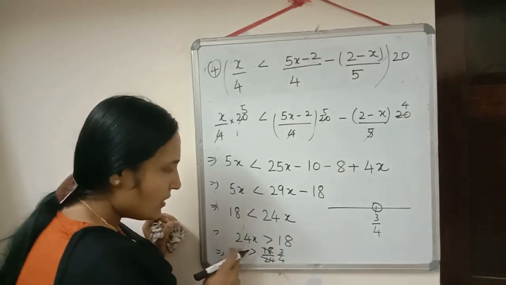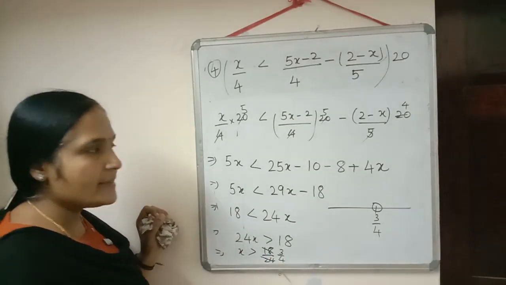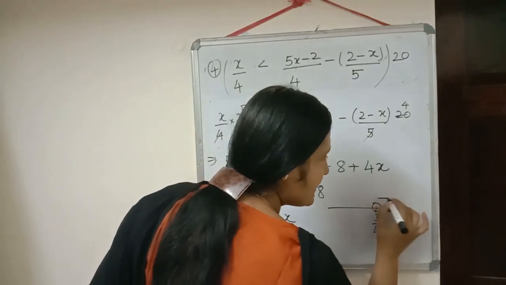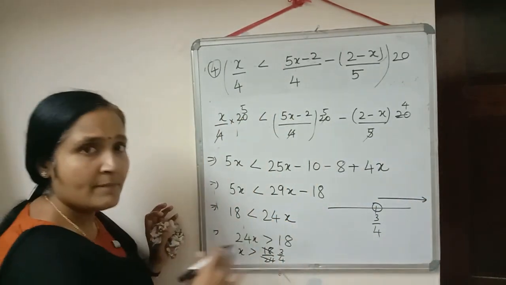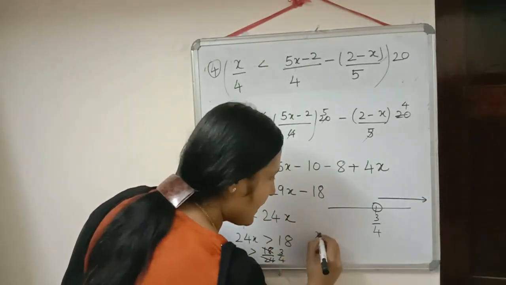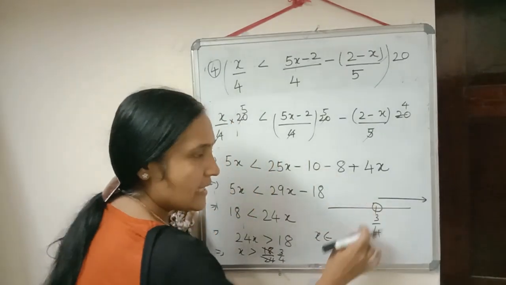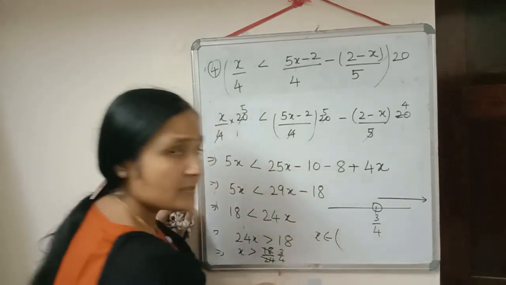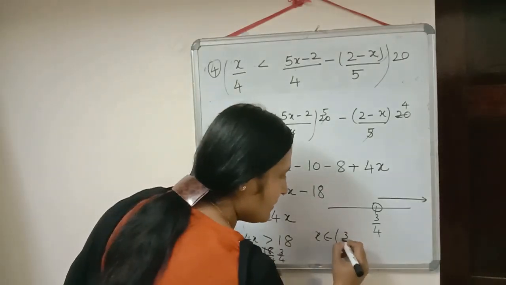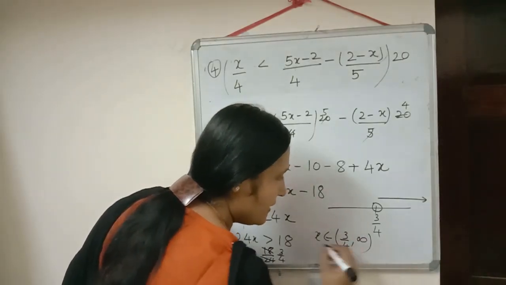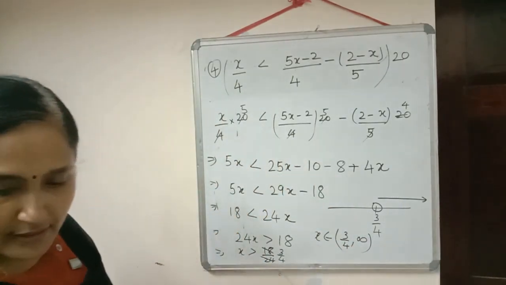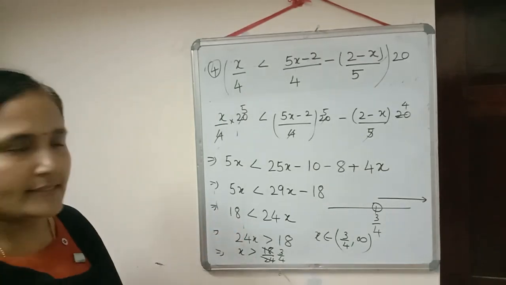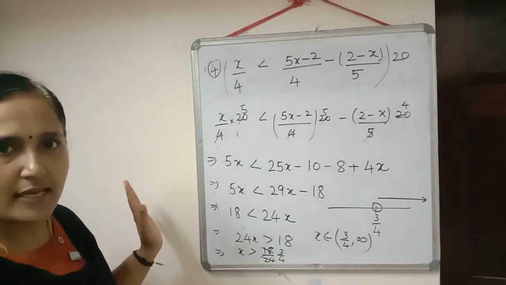X will take all the values which are greater than 3 by 4. Greater than 3 by 4 means we are moving to the right hand side. So how will we write? X belongs to. Since the equal to sign is not there, we will use an open interval there: 3 by 4 to infinity. You don't have to convert that 3 by 4 into decimal there. So I think this question is clear.